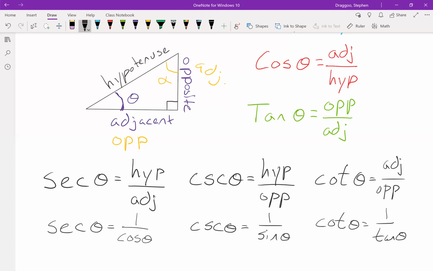Oftentimes throughout the course, I'll just offhandedly say sine, cosine, and tangent just because it's easier than saying an angle into one of these functions. But you should be able to notice that throughout the semester, there should always be an angle attached to it. Because again, cosine by itself doesn't mean anything until I actually input a specific angle. But let's apply all of that knowledge.